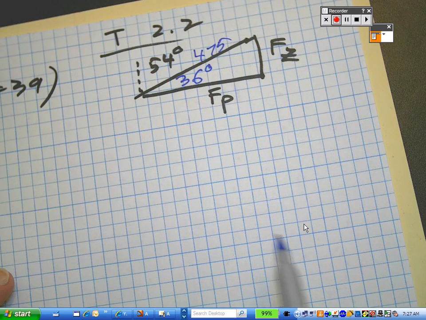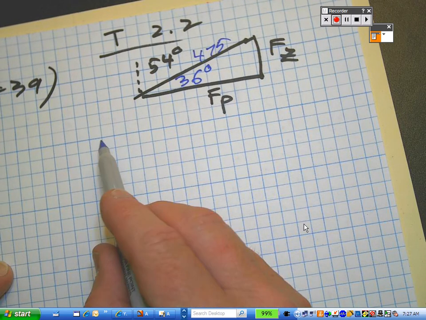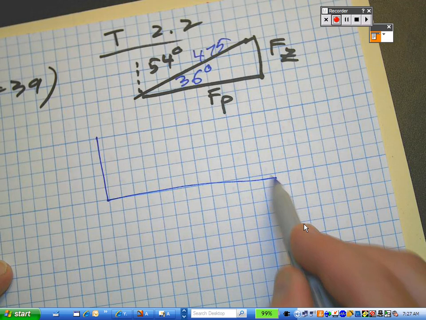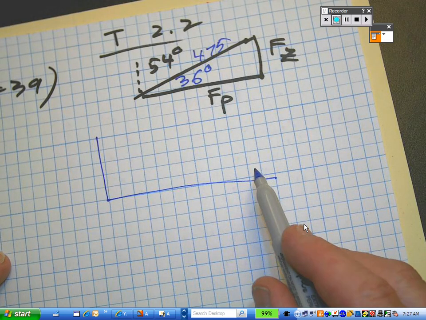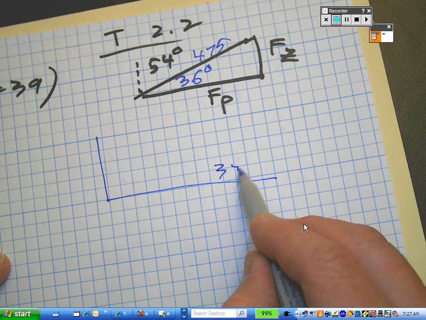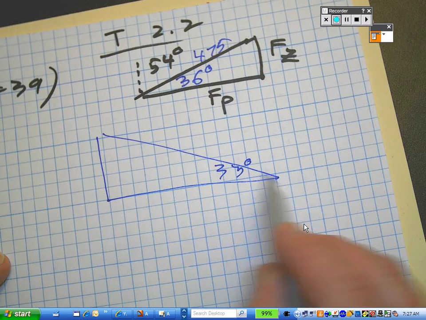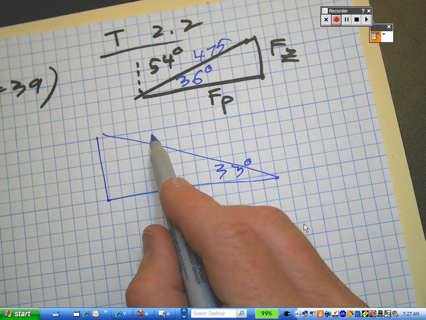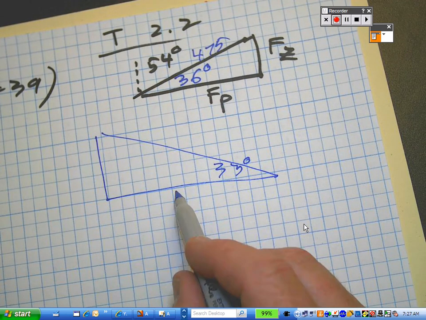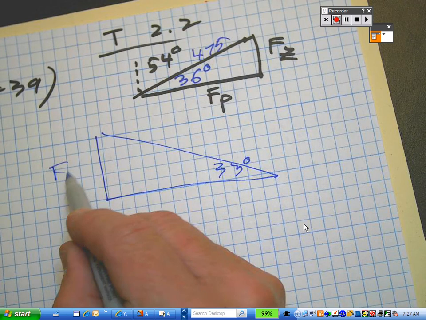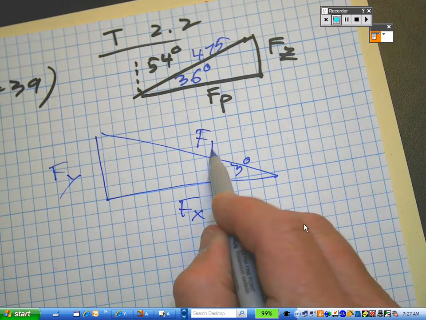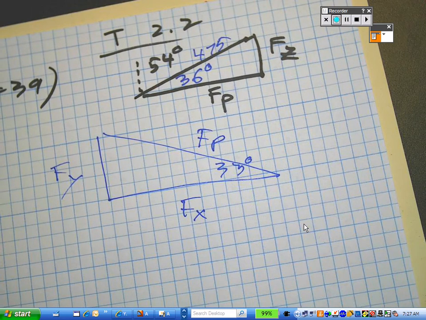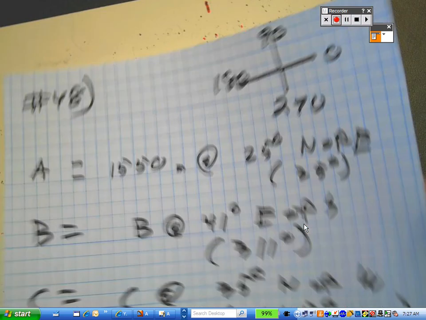You also are going to need to find a new triangle, so I'll make a new triangle to give you a little bit of a hint. On this new triangle, we've got 33 degrees right here. Then you have an opposite side that is the y component, so we call that F sub y. The adjacent side is the x component, and the hypotenuse is the F sub p. Time for trigonometry.